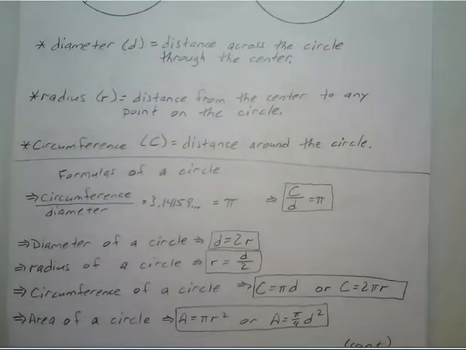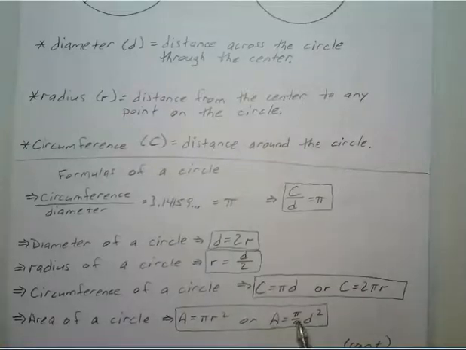Okay, now you have the area of a circle. Again, it all depends on what they give you. If they give you the radius, the area is equal to pi times the radius squared. Okay, but we know that the radius is equal to the diameter divided by 2. So if we replace the radius with the diameter divided by 2, squared, then we get the area is equal to pi over 4 times the diameter squared.